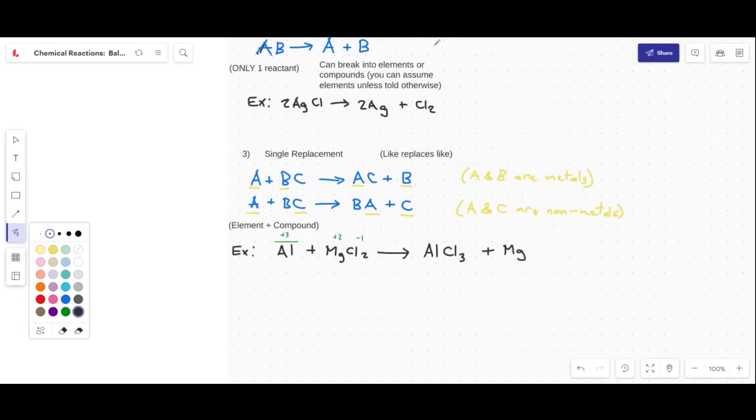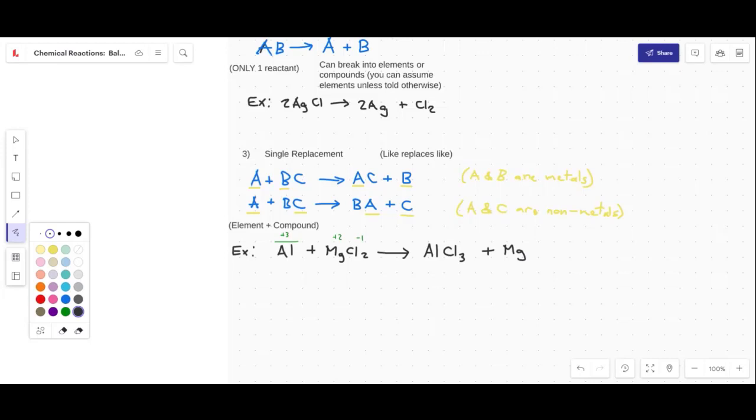So when you're predicting the products of these single replacement reactions, when you're putting them back together, you have to do so according to the charges. Does that make sense? It makes sense to me. I'm all good.